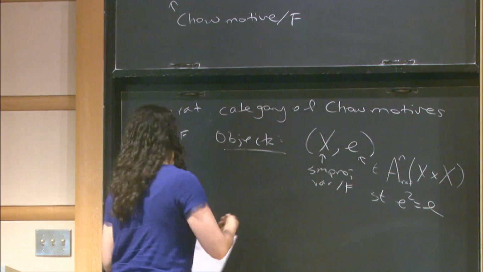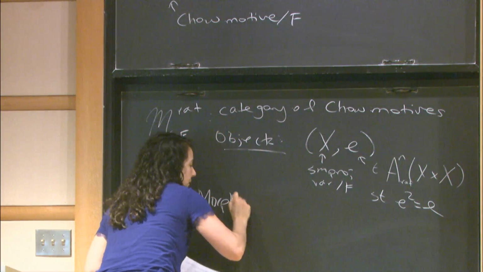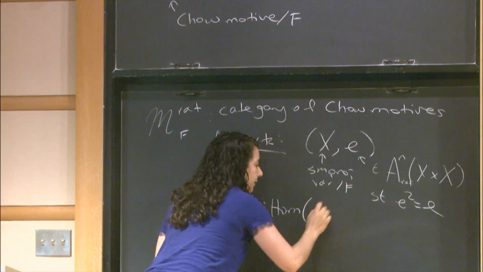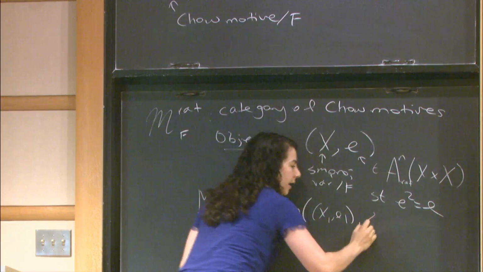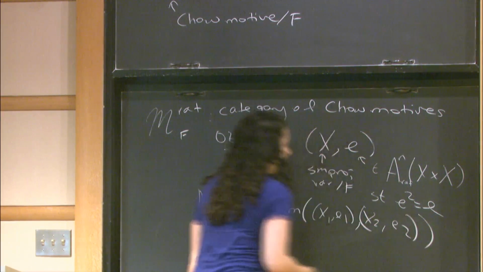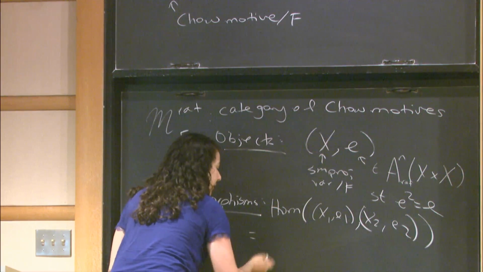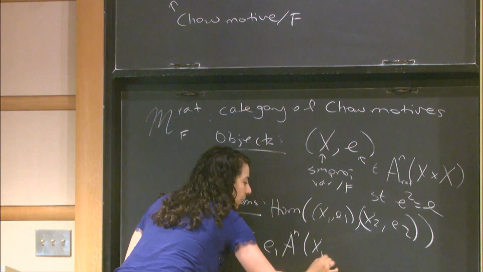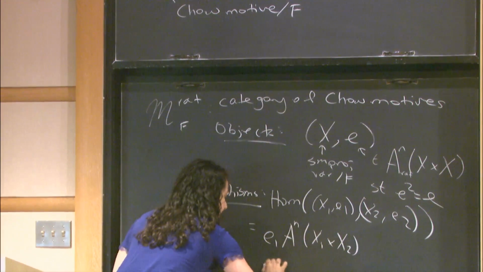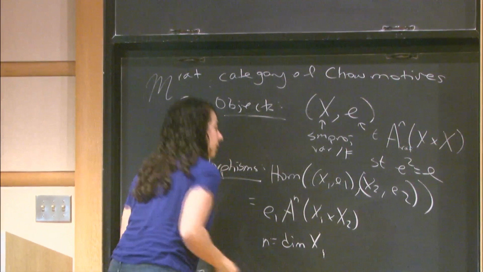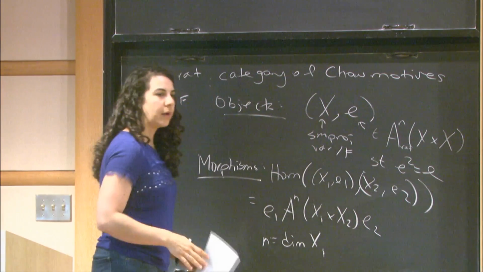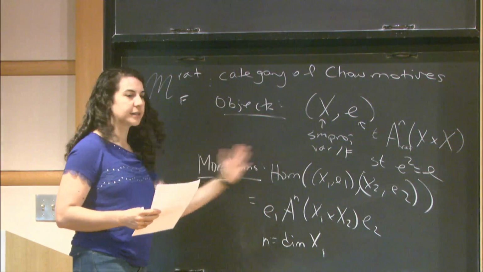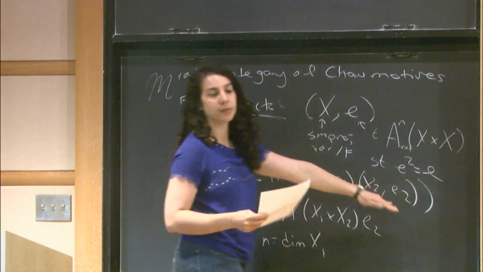And so I guess I should say that morphisms are given by the following. If I have, say, some (X1, e1) and (X2, e2), then morphisms between them are just given by: I do e1, I then do something in the cycles of X1 cross X2 of dimension n, where n is the dimension of X1, and then I do e2. And by the same process, you can convince yourself that this really does give me some kind of morphism from cycles on X1 to cycles on X2.